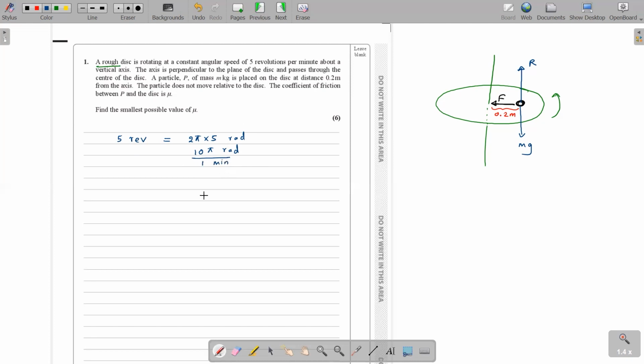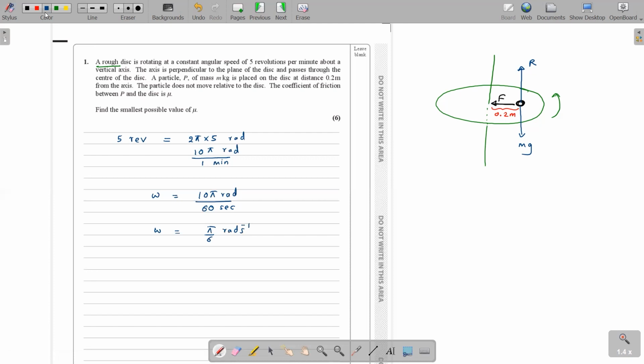So to convert it to seconds, 10 pi radians, here divide by 60. 1 minute is 60 seconds. So this is the omega. So we get omega is pi over 6 radian per second.